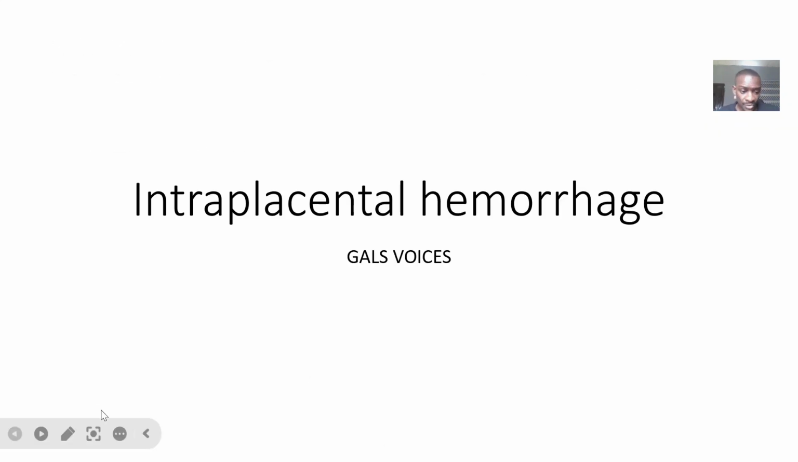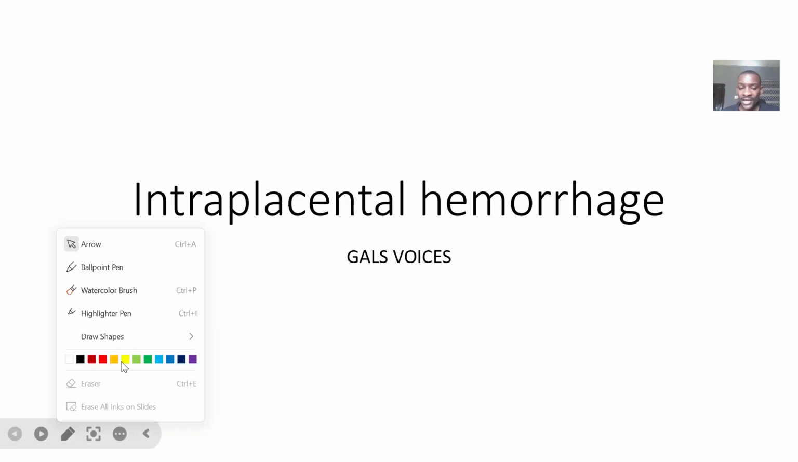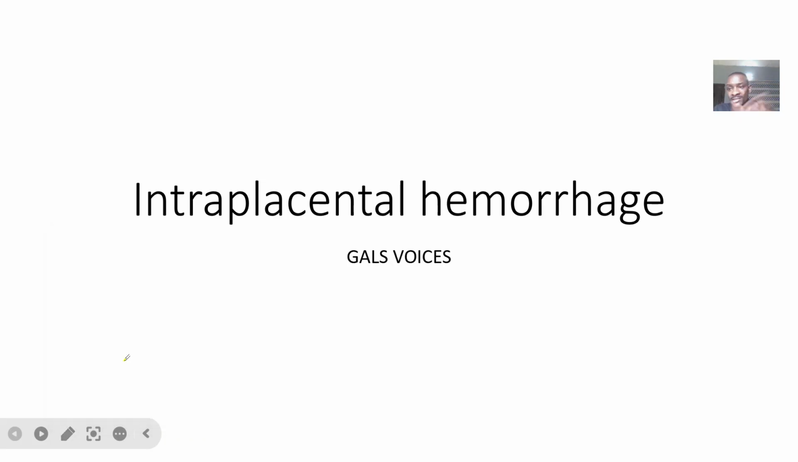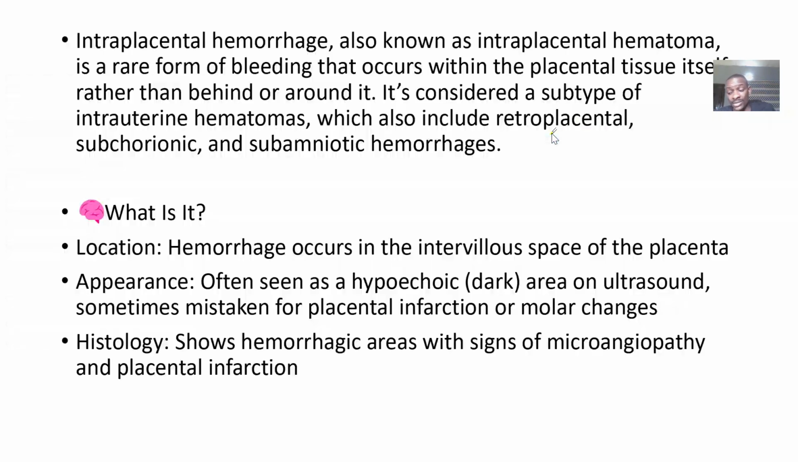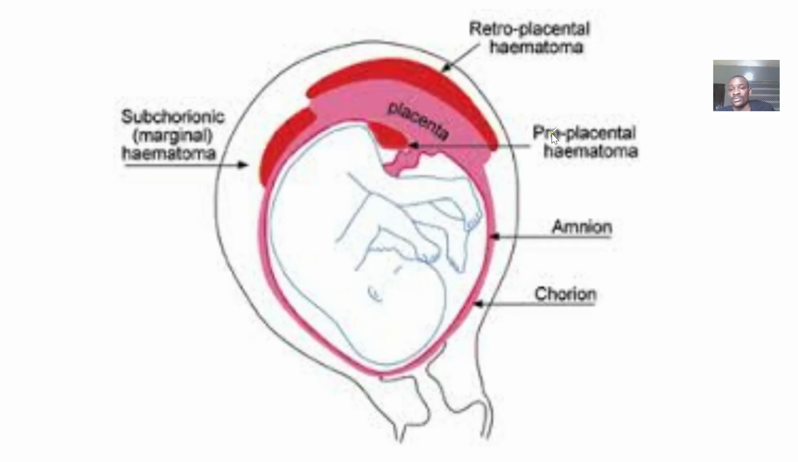All right, so we are looking at intraplacental hemorrhage. Intraplacental hemorrhage is literal to me. Once you hear intra, it's actually inside. Placental is placental. Hemorrhage is bleeding. So there was a bleeding, and this bleeding occurred in the placenta. All right, that is what it means.